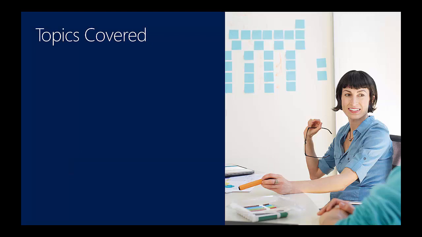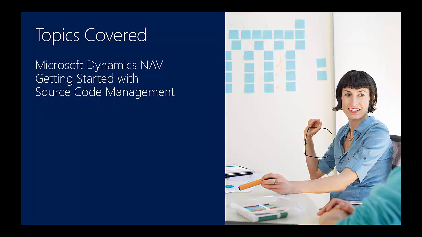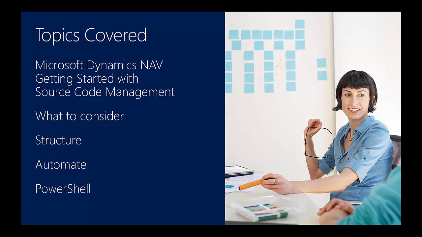So let's look what we have covered in this session about Microsoft Dynamics NAV and getting started with source code management. We have covered what we should consider and which things are important to consider before you start with source code management. We have looked at how you can structure your code in your source code management system. We have looked how you can automate your import structure, and we have looked at how this can be done via PowerShell scripts.